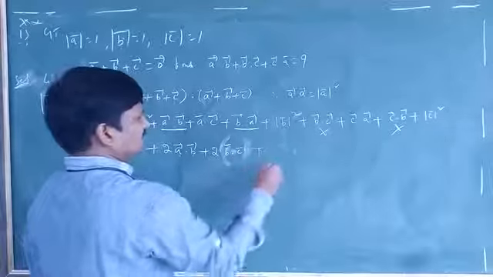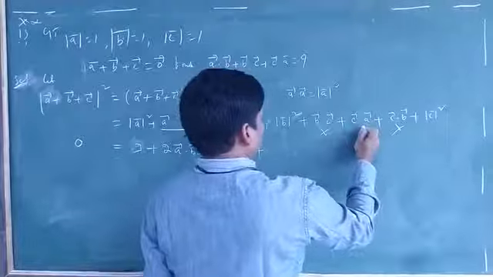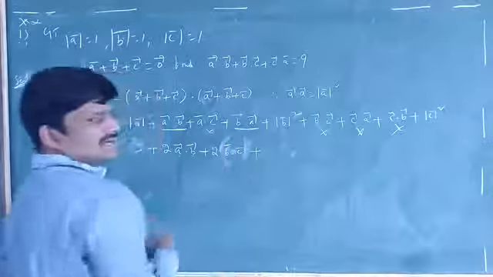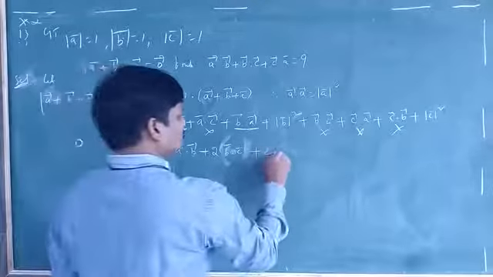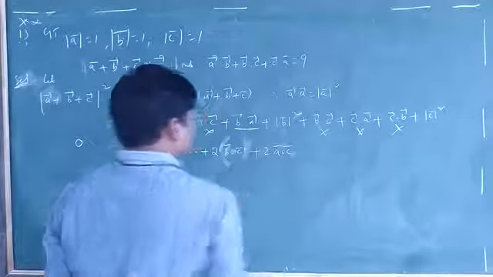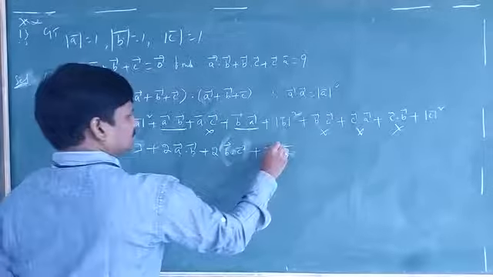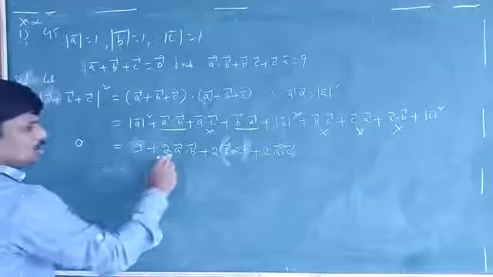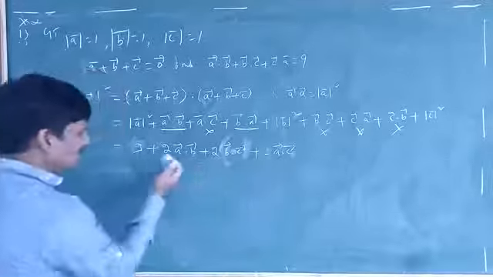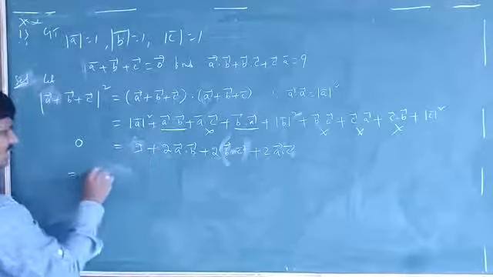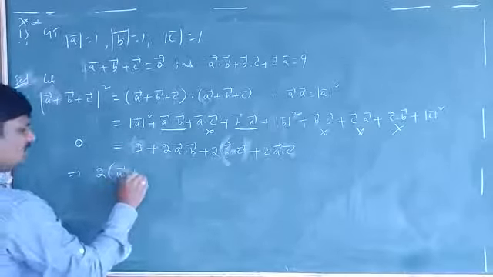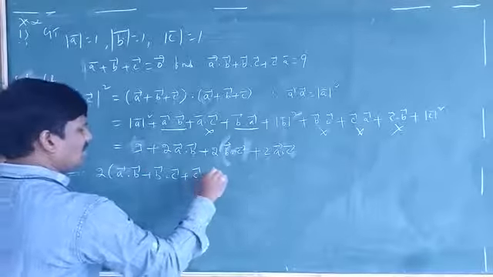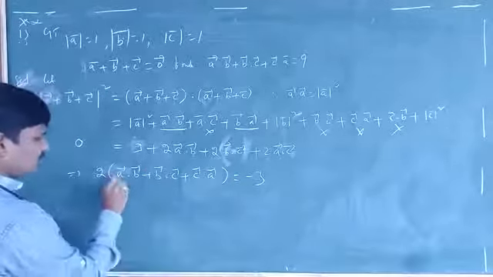Next, plus one is there here, C bar dot A bar and A bar dot C bar. These also are the same, so 2 into A bar dot C bar. Now transfer the 3 to this side. Then take the 2 common and transfer the constant to this side. This implies A bar dot B bar plus B bar dot C bar plus C bar dot A bar is equal to minus 3 by 2. So we have to find this value only.